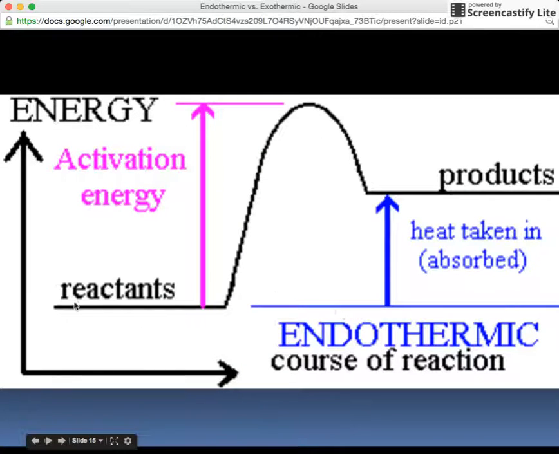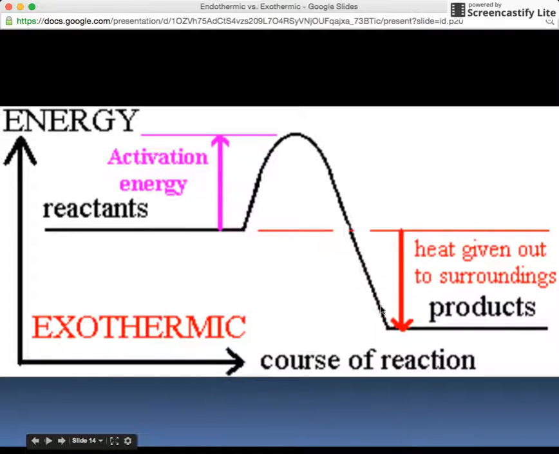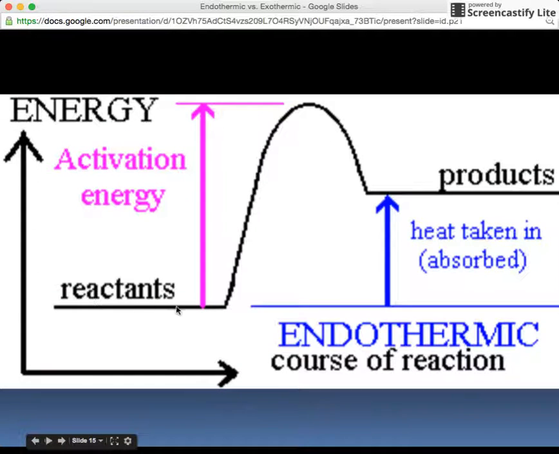Whereas in an endothermic reaction, the reactants go up, up, up, and the products have a higher energy because that heat has been absorbed, okay? So here, the reactants are lower than the products. So just remember, here we have the reactants going down to products. Here we have the reactants going up in energy to products.